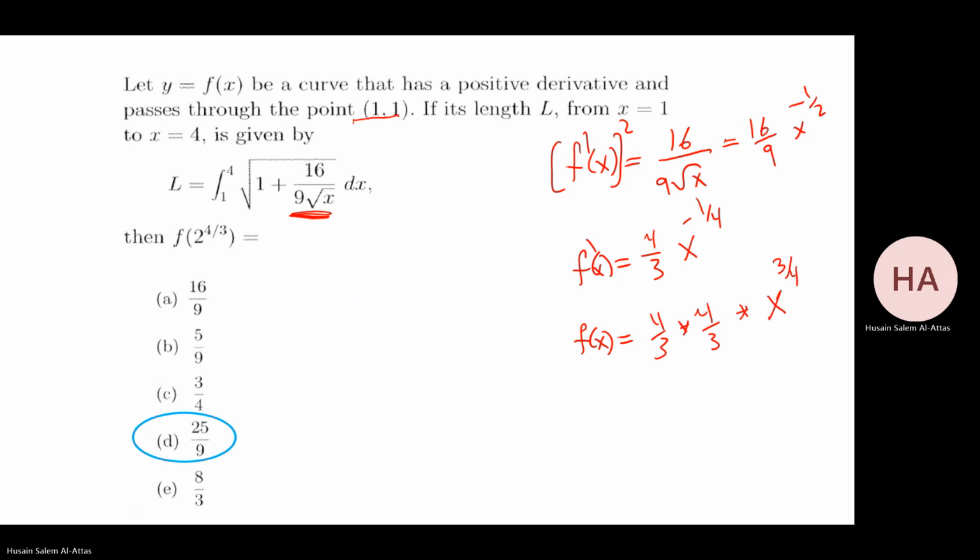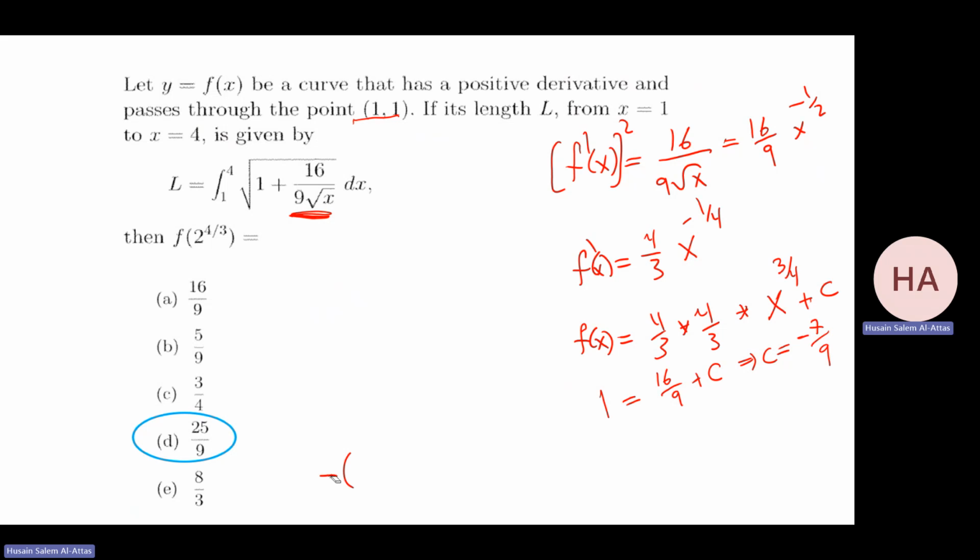Plus c. Okay. And I know f of 1 equals 1, so you have 1 equals 16 over 9 plus c. So c will be what? Minus 7 over 9. Okay. So it will be f.